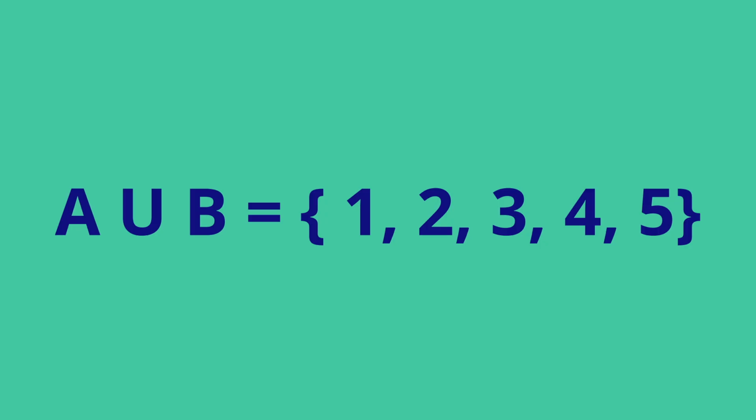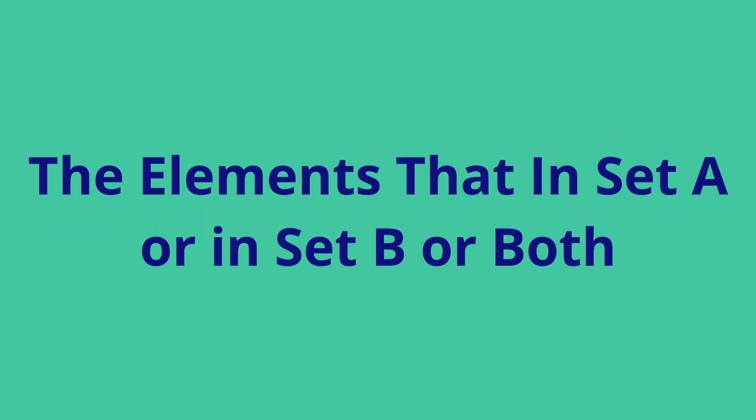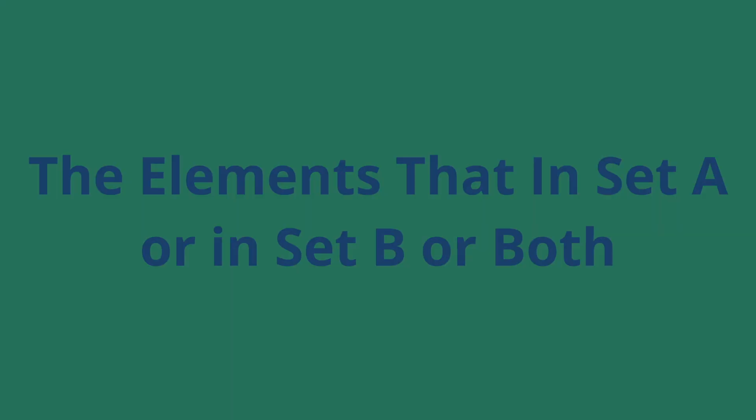And using our symbols or set notation, we write A, symbol meaning union, B is equal to the set which contains the numbers 1, 2, 3, 4, and 5. So the union between sets is really the elements that are in set A or in set B.